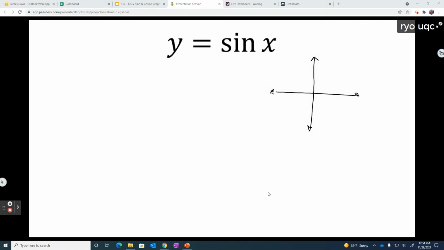All right, so what does the sine graph look like? It starts here at 0, it goes up, then it goes down, and then it just keeps on going in that pattern. And same in the negative direction, it goes down, it goes up, and then it just keeps on going. So that's what the graph looks like.